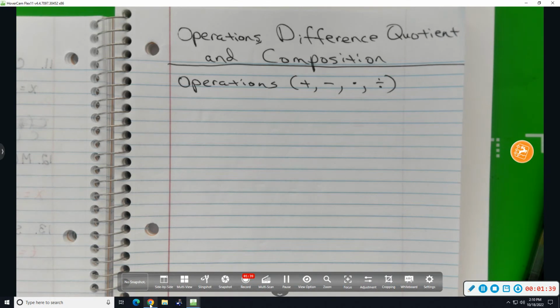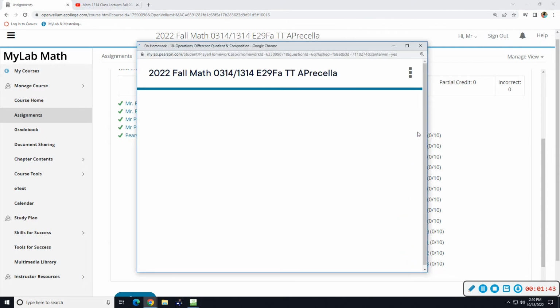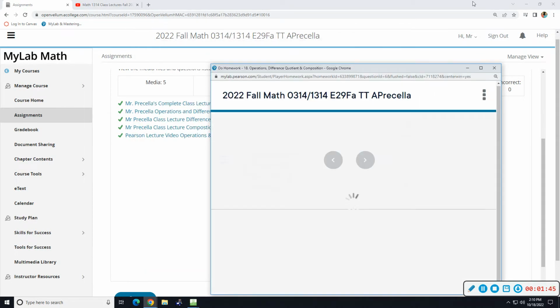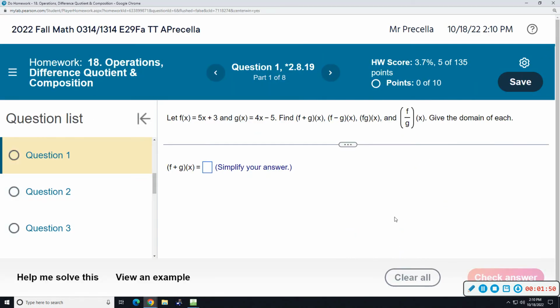we'll start off with the problem. It's pretty straightforward. This is number 1. You open it up, 2 plus 2. It's not that easy, Jacob. Okay. This is number 1.